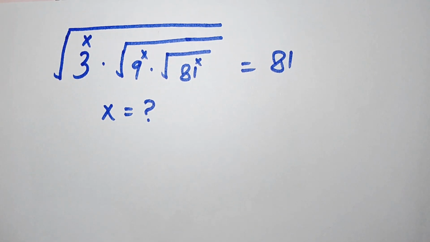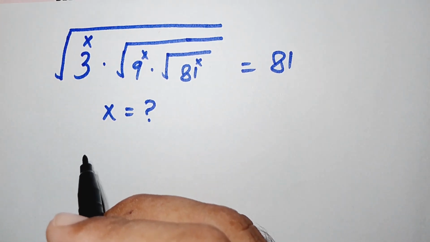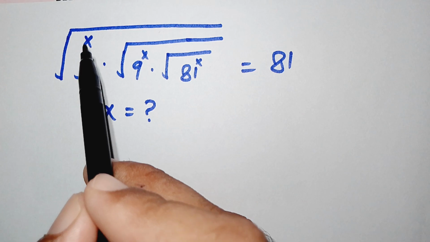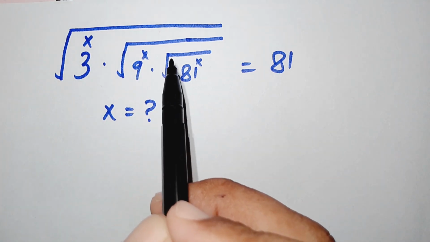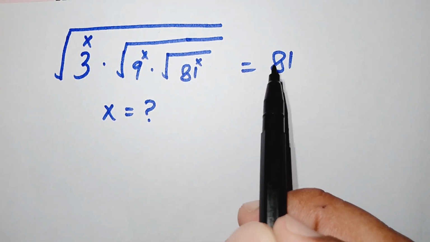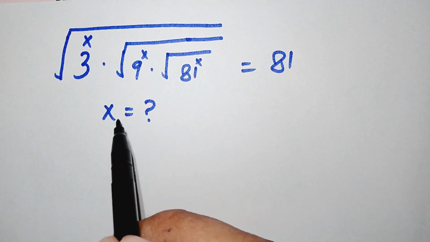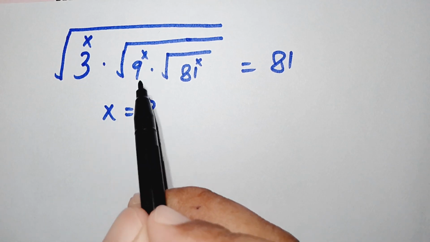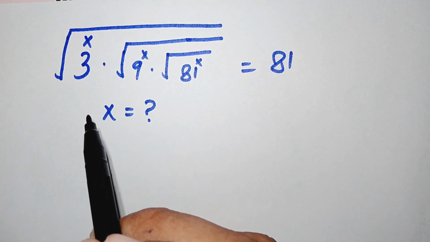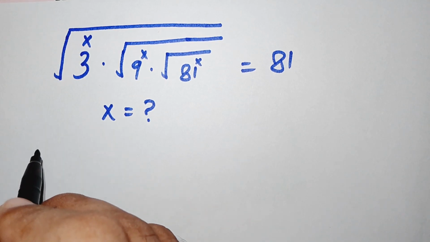Hello, you are welcome. Today we have to solve the most interesting maths question, that is square root of 3 to the power of x under square root of 9 to the power of x under square root of 81 to the power of x is equal to 81. And from this we have to find the value of x. So this is a very interesting question. We have to solve this by a very easy method. So here is the solution.